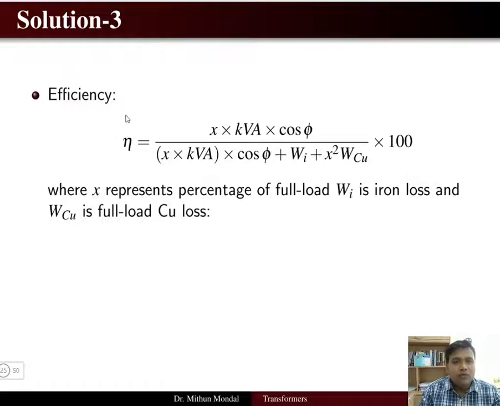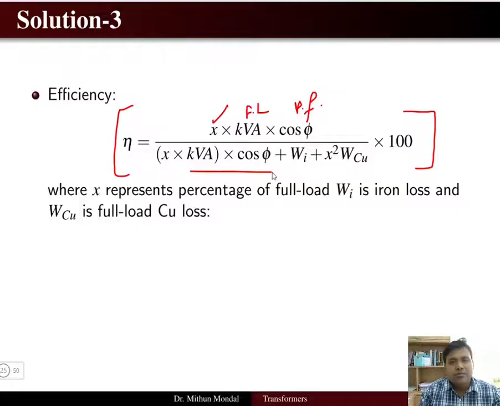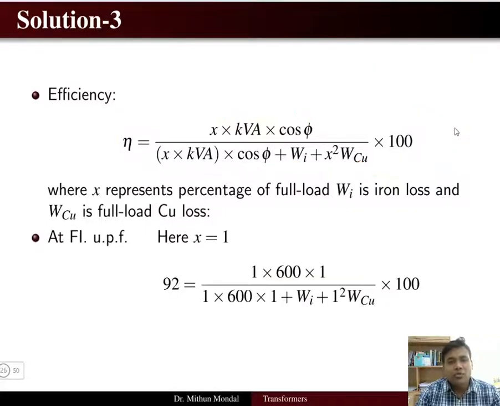So we know the formula for efficiency at any loading condition X. So X is the loading condition, kVA is under the full load, this is your power factor, and then you have the same thing, and here you have iron loss, which is constant throughout, plus X square, that is the loading square, into full load copper loss. So this copper loss is under the full load condition. So this is the general formula of efficiency at any loading condition.